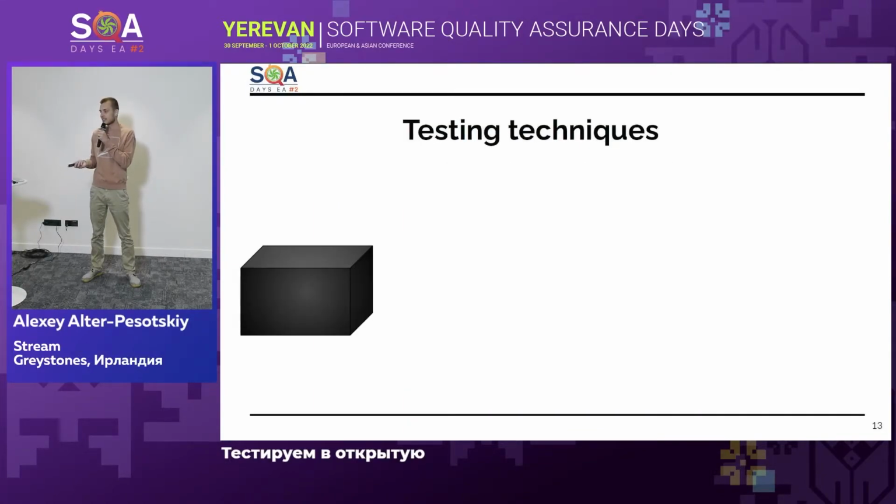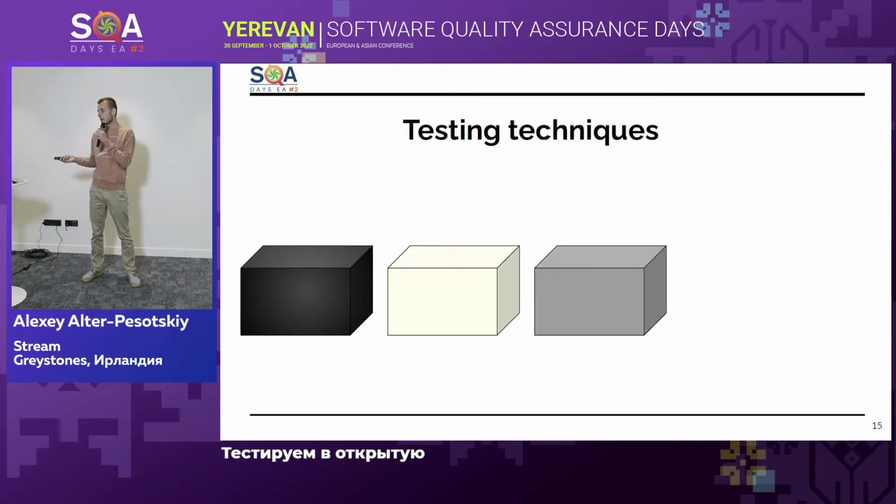Let's take a look at testing techniques. We all know about black box. It is when we don't know what is inside the box, and we are testing it as a black box. We know about white box when we see everything that's inside the box, so we can test it automatically. And we have gray box. It's a combination of white and black. And I believe everyone could come up with any other boxes and give them any color.